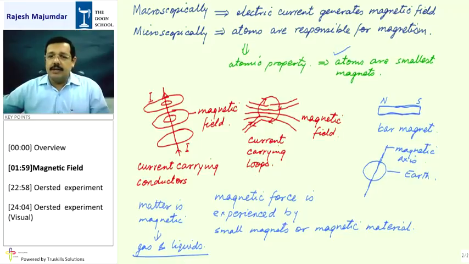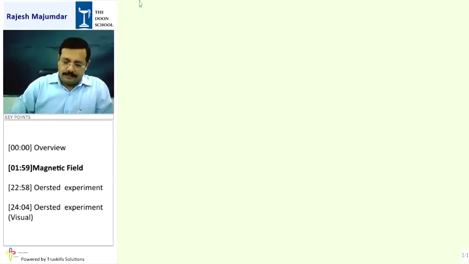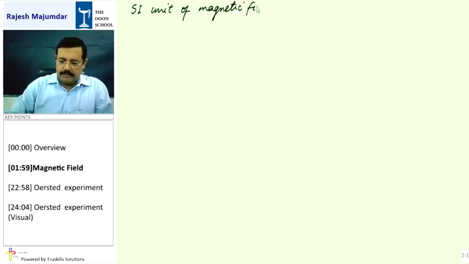Let us understand what is the SI unit. The SI unit of magnetic field is named after Nikola Tesla, who was one of the scientists and physicists who studied a lot of magnetism, and so the name goes Tesla. This is the SI unit.